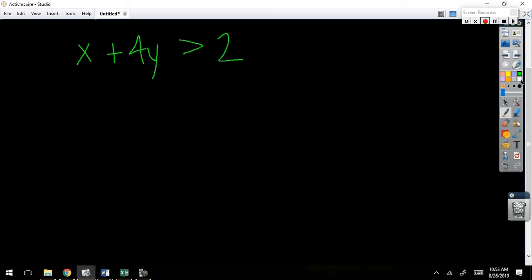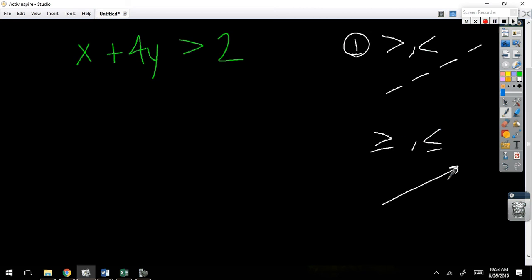So I'm going to go through the steps of graphing exactly like I do when it's an equation, but here's the difference. There are 2 differences. Whenever I graph inequalities, the first difference is if it's greater than or less than, exclusive, then my line is going to be dashed. But if it's greater than or equal to or less than or equal to, then my line is going to be solid. Okay, that's the first difference. And then the second difference is my shading.